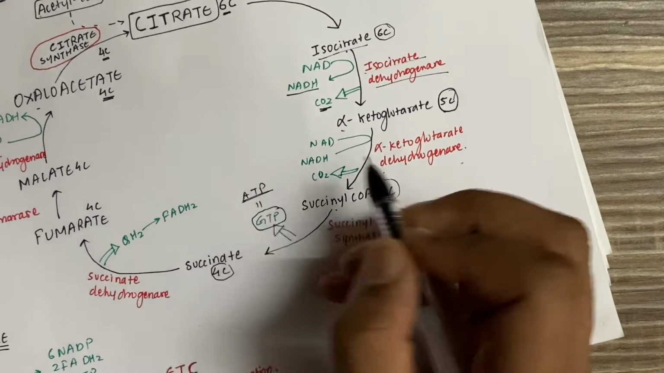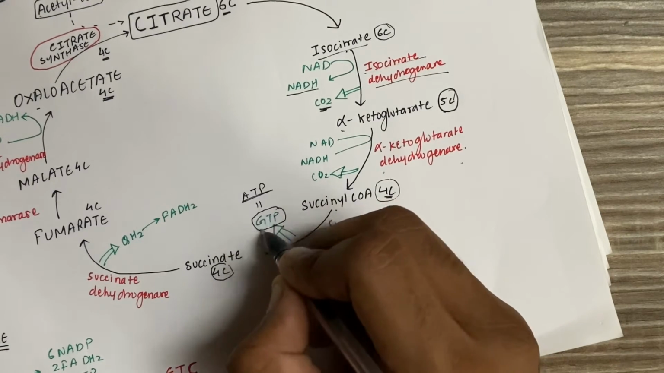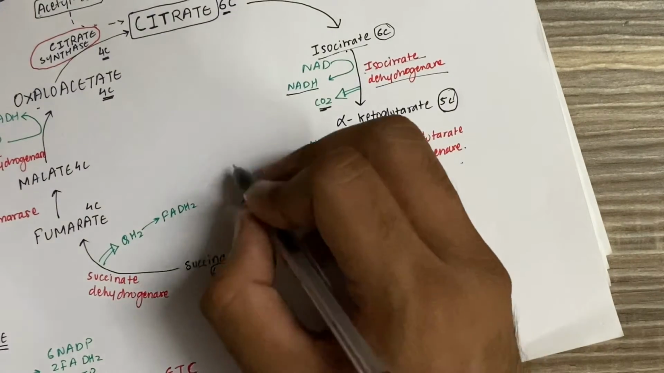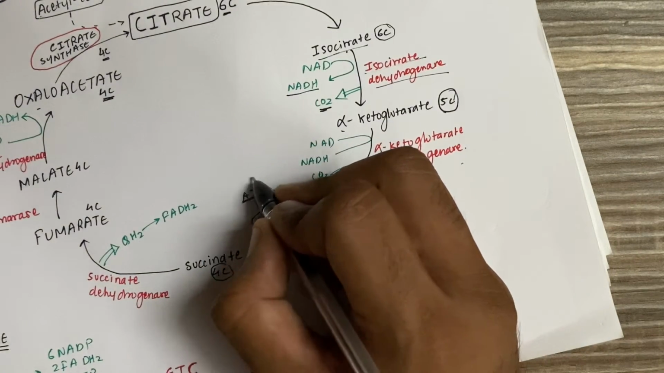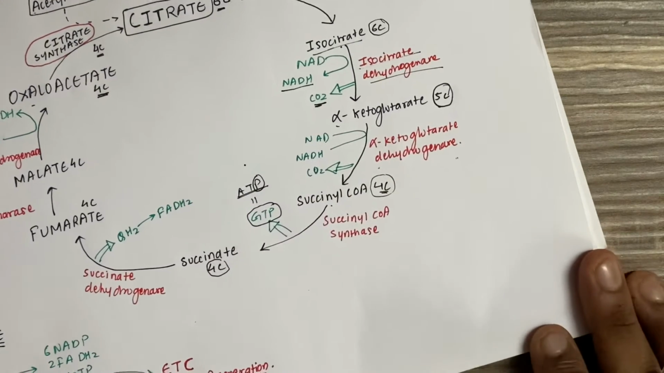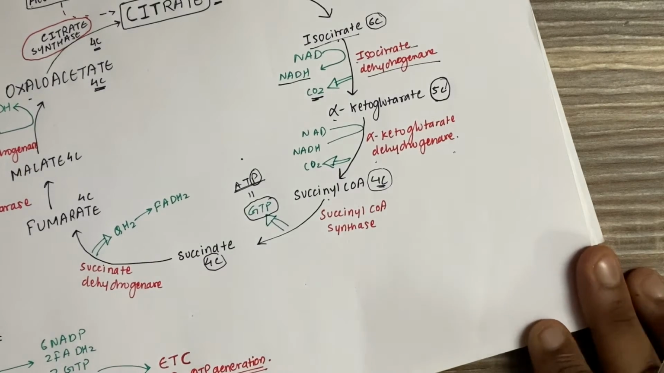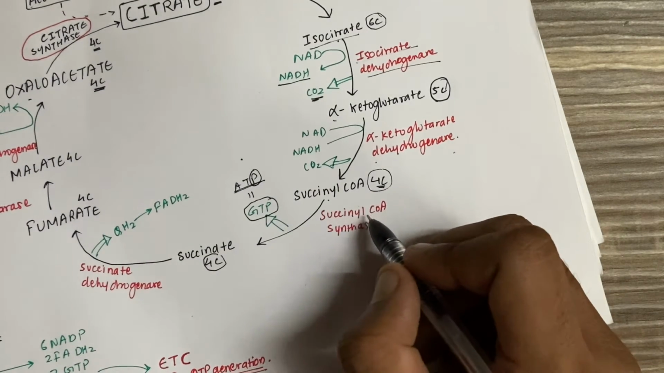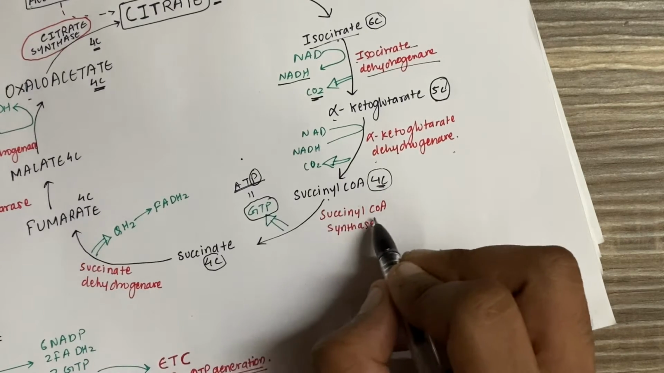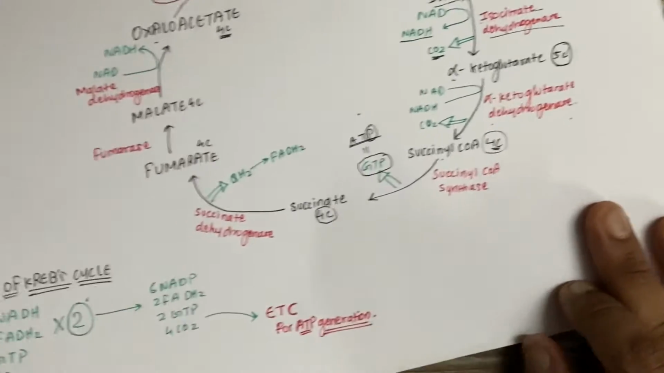ATP. Adenine has been replaced by guanine, but the energy is generated by breaking down the third phosphate of the ATP or GTP molecule. So succinyl coenzyme A is converted into succinate, which is again a 4 carbon molecule, under the influence of the enzyme succinyl coenzyme A synthase.